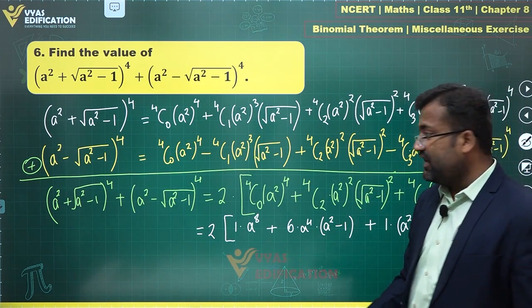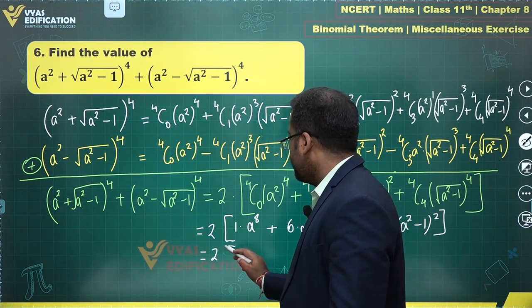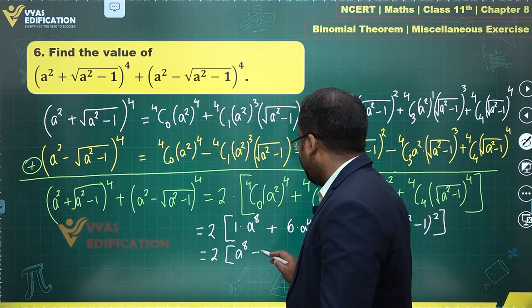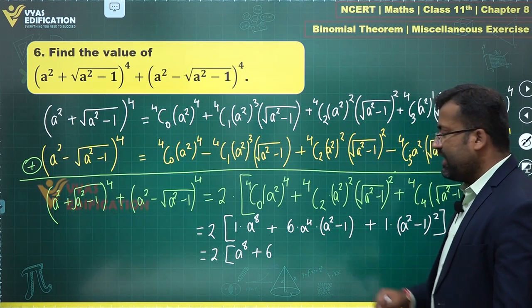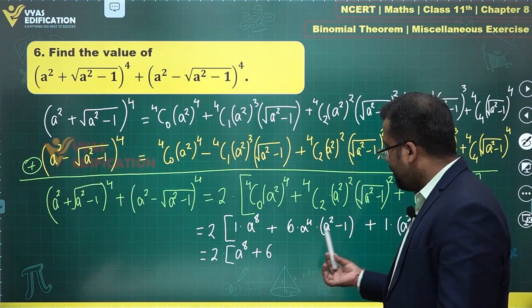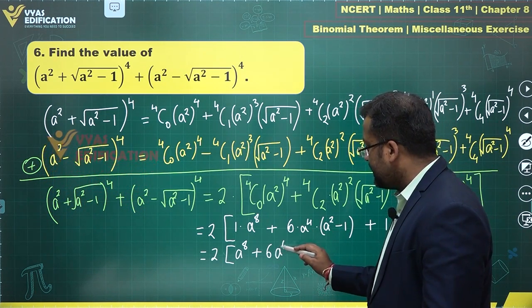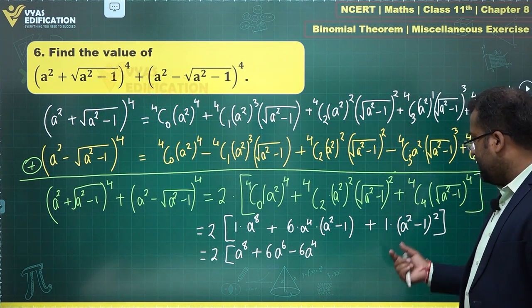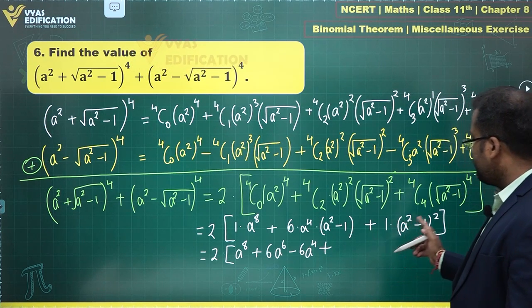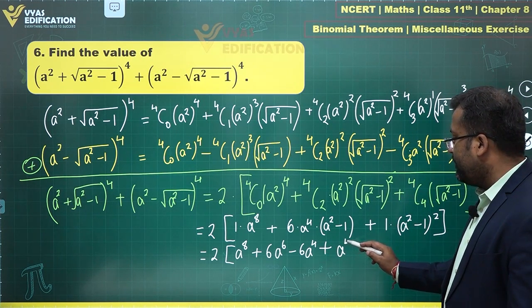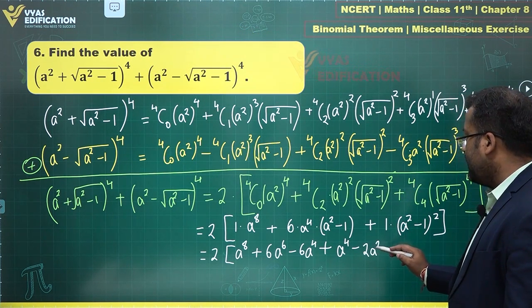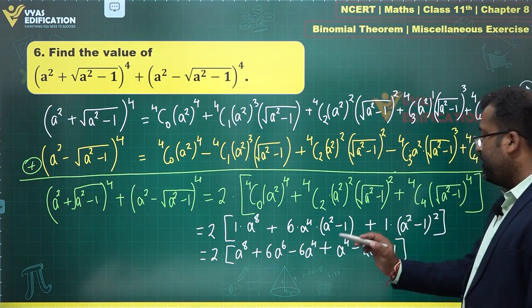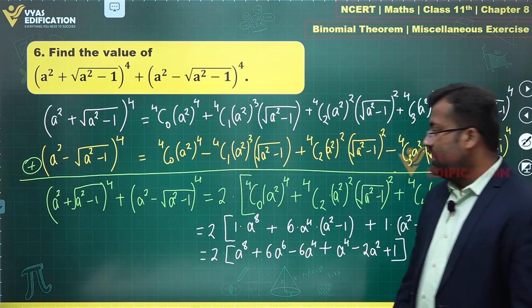Let's try to simplify it further. This is 2, which is okay. This is a power 8 plus 6 times, let's multiply them together. What you get is 6a power 4 times a square is 6a power 6 minus 6a power 4. This is what you get. And what about this one? This is a square minus 1 whole square, which is a power 4 minus 2a square plus 1 in the bracket. This is what you'll get.